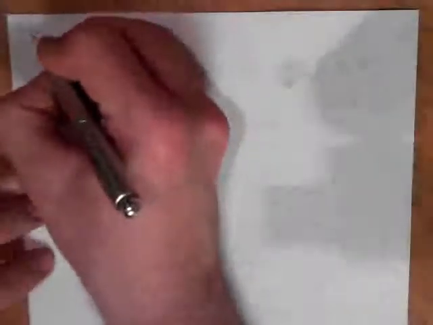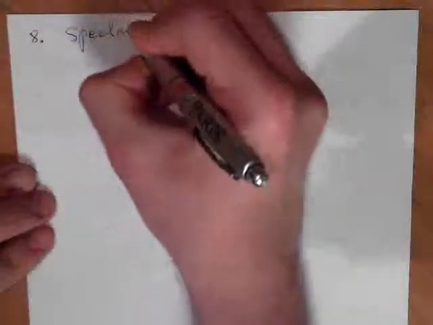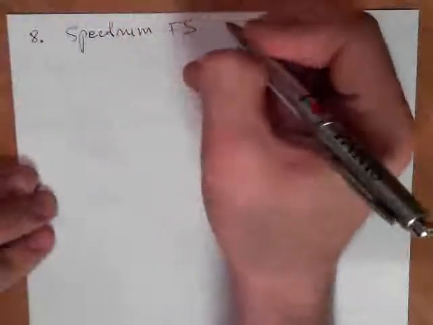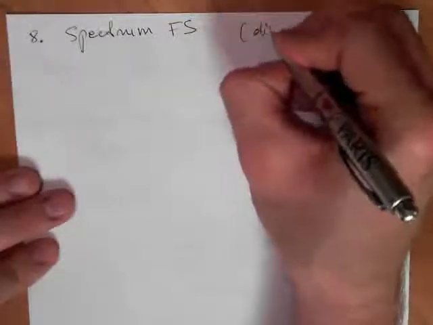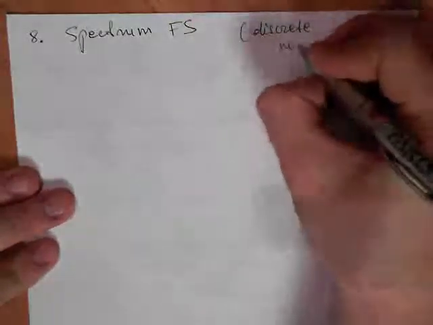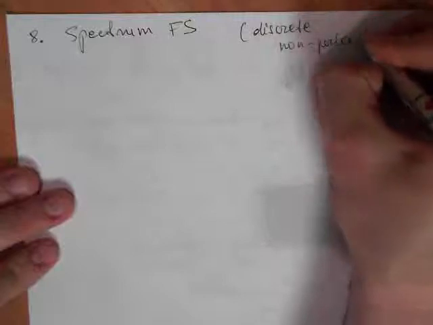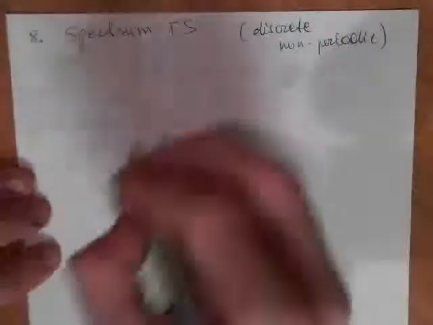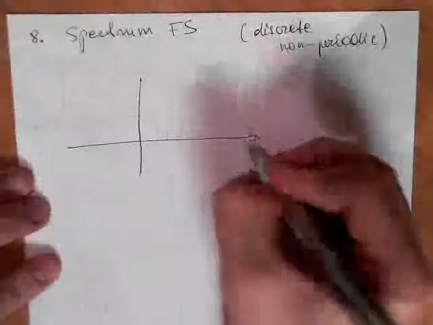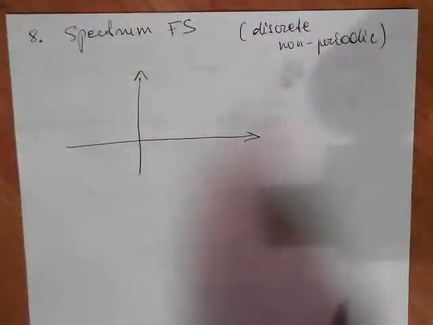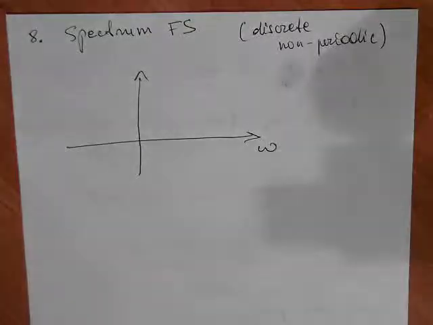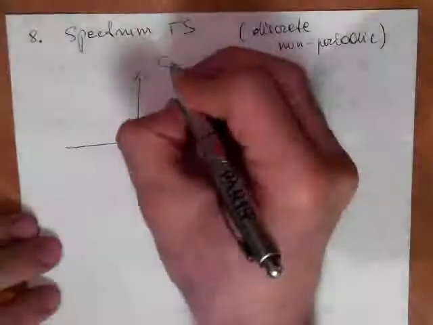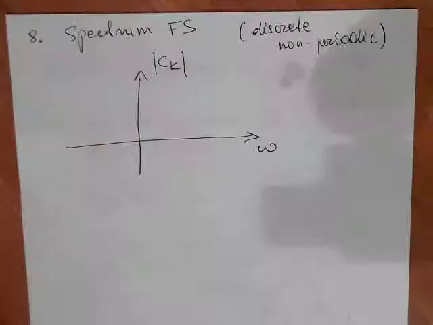So now it is 8. What is the spectrum of Fourier series? The spectrum is discrete and non-periodic. Discrete and non-periodic. Any time, to know if it is a signal or a spectrum: if it is omega here, then it is a spectrum. So here it is c k, let's make it the magnitude of c k.